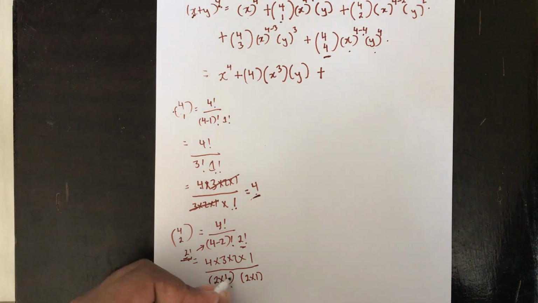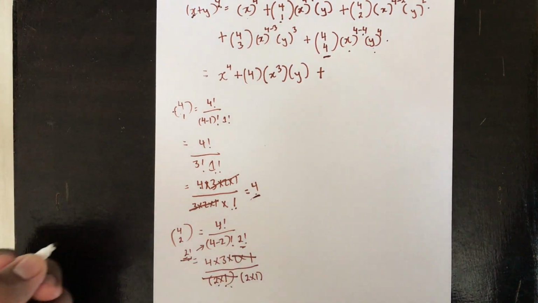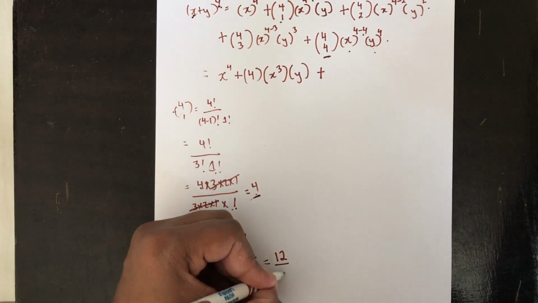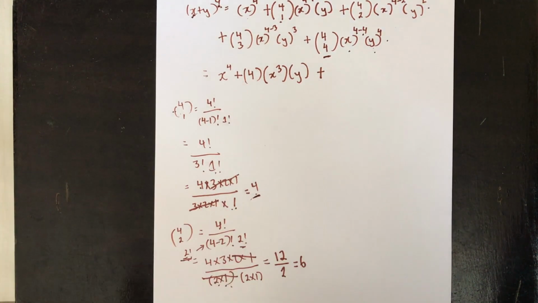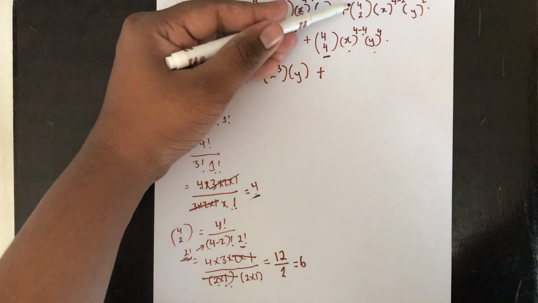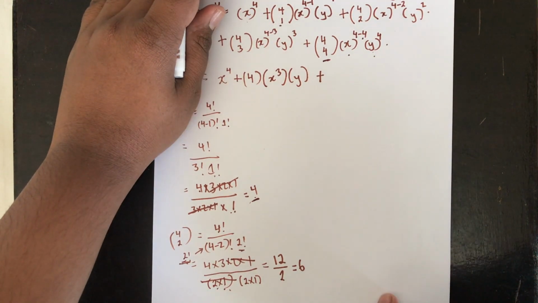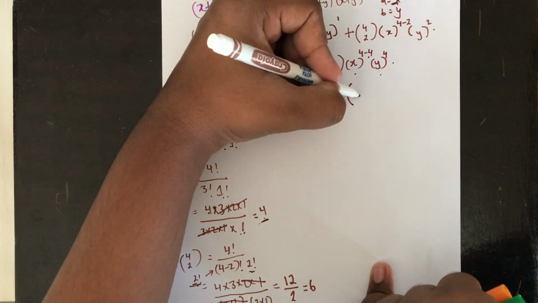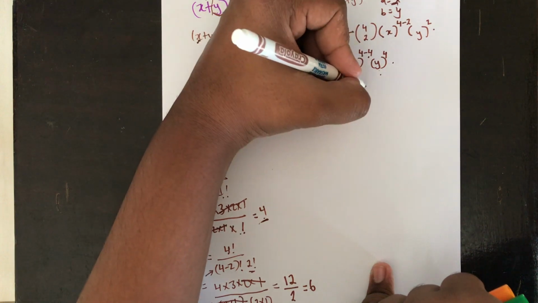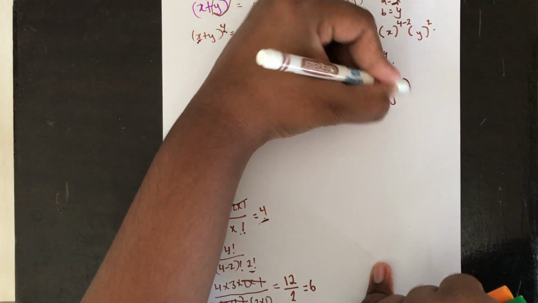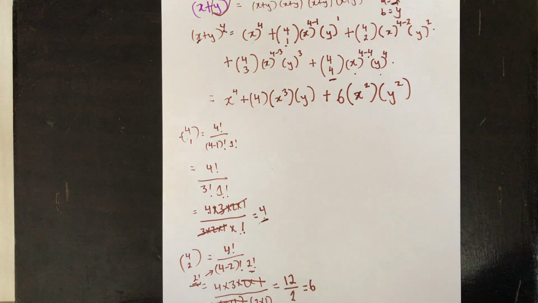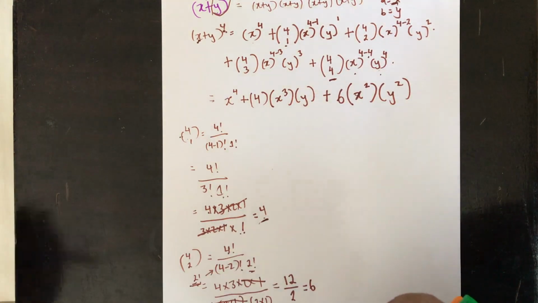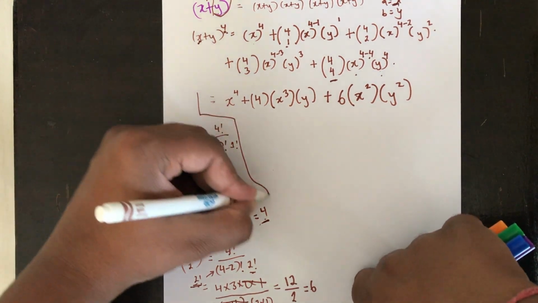So let's cancel stuff out. So I have 2 times 1 here and I have 2 times 1 here. So that leaves me with 4 times 3, which is 12, divided by 2 times 1, which is 2, and that gives me 6. So 4c2 or 4 choose 2 is actually 6. So it's going to be plus 6 into x power 4 minus 2, which is 2, y squared. That's how it is. Then we move on to the next term, 4 choose 3 or 4c3.